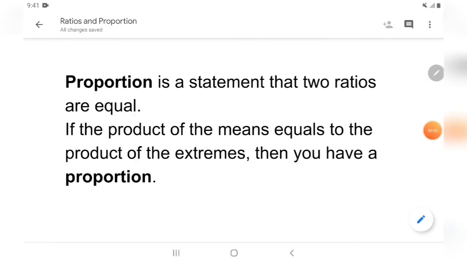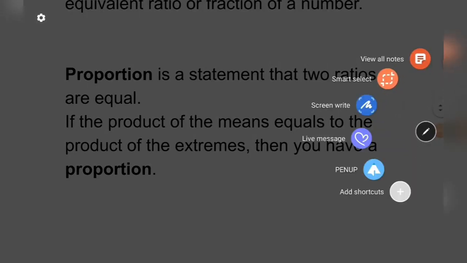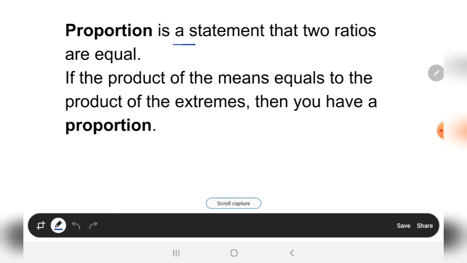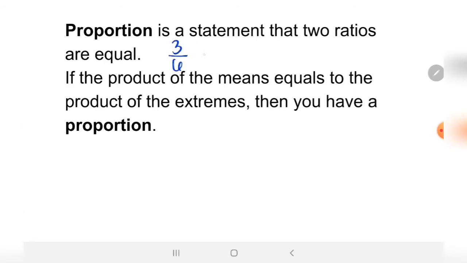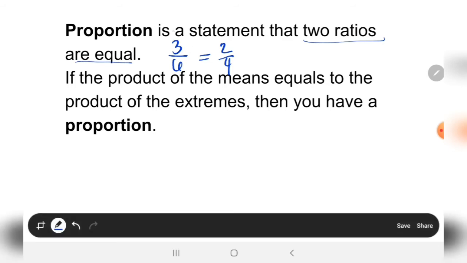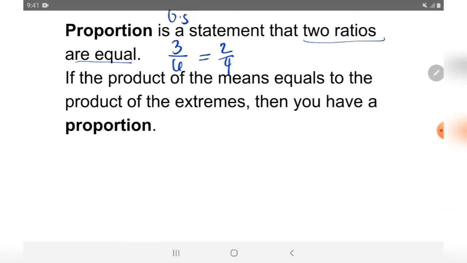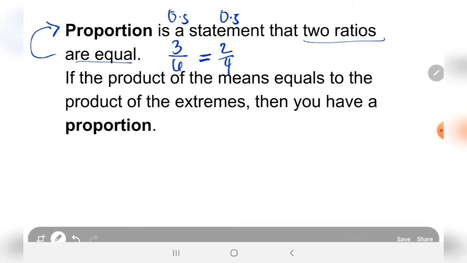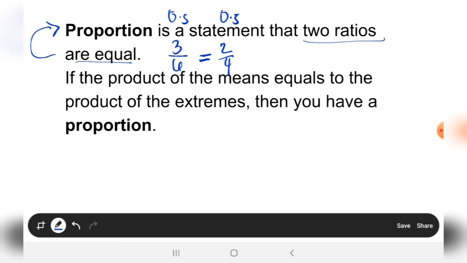Next. Proportion is a statement that two ratios are equal. Like for example, we took the above example like 3 over 6 and then 2 over 4. If the two ratios are equal, then they are a proportion. Are they equal ratios? Yes, because 3 over 6, that is 0.5, and then 2 over 4, that is 0.5. Since they are equal, then they are called a proportion. Now, if the product of the means equals the product of the extremes, then you have a proportion. What does it mean by product? Product is the answer of multiplication.